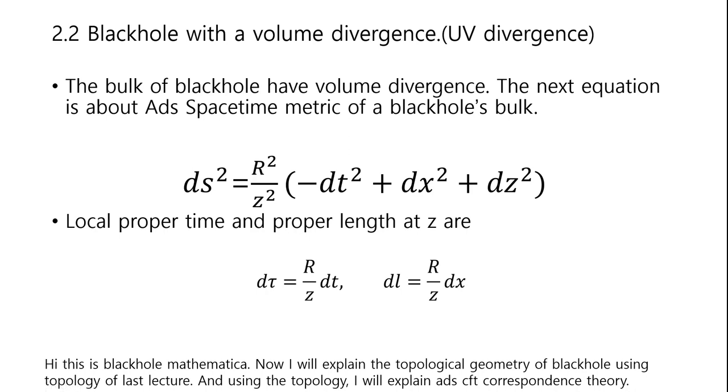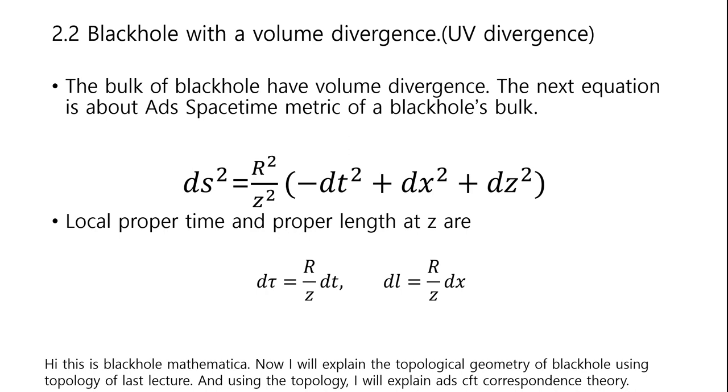Now I will explain the topological geometry of a black hole using the topology of the last lecture, and using the topology I will explain ADS-CFT correspondence theory. 2.2 Black hole with a volume divergence. The bulk of a black hole has volume divergence. The next equation is about the ADS space-time metric of a black hole's bulk.